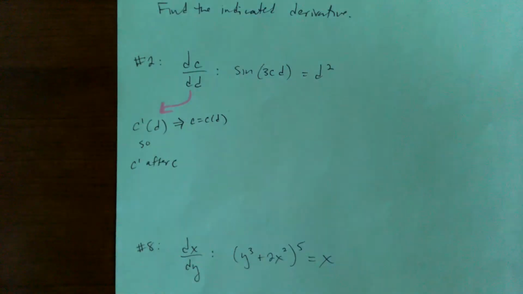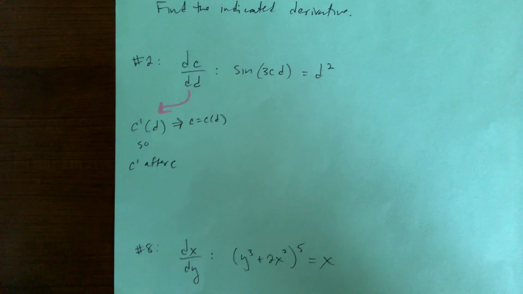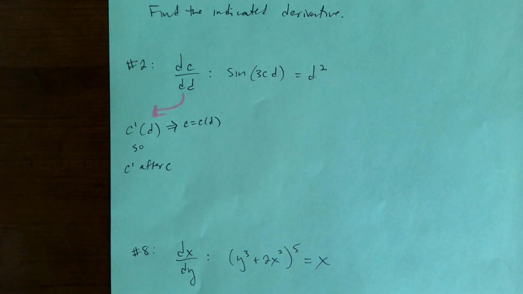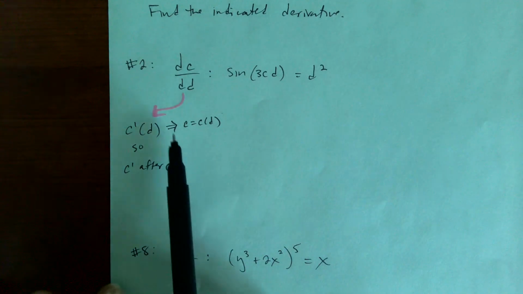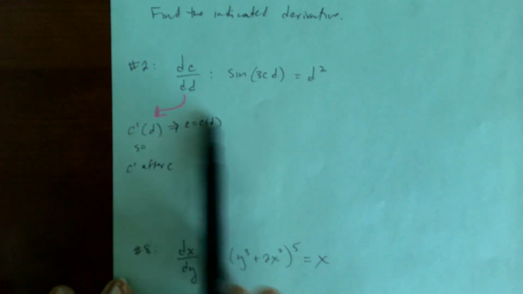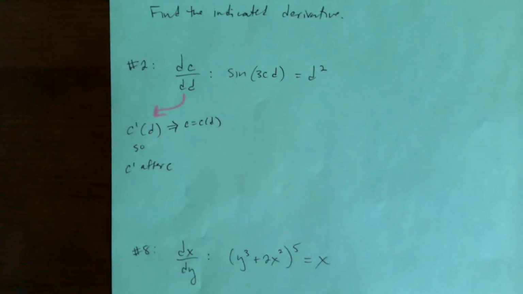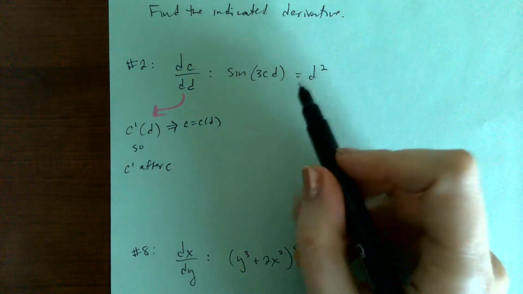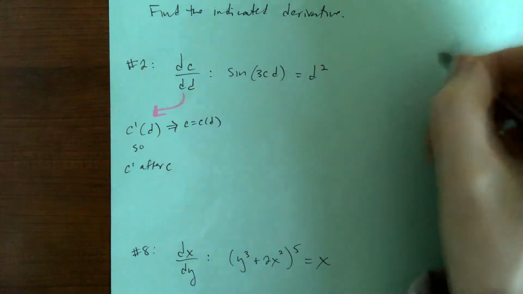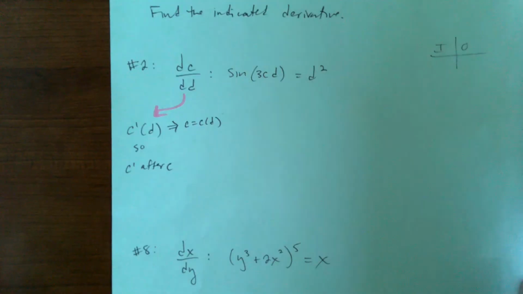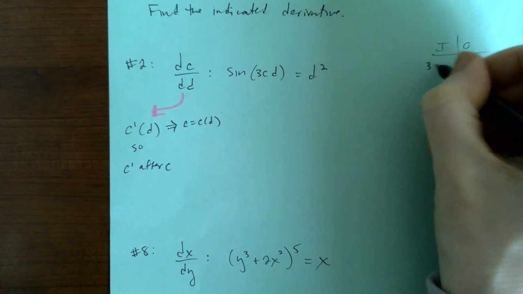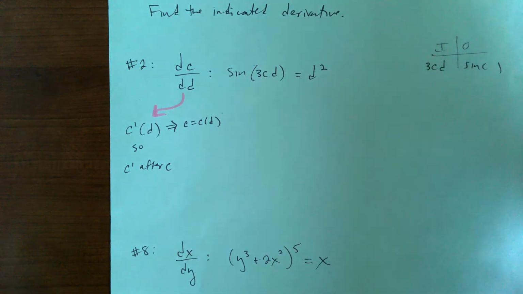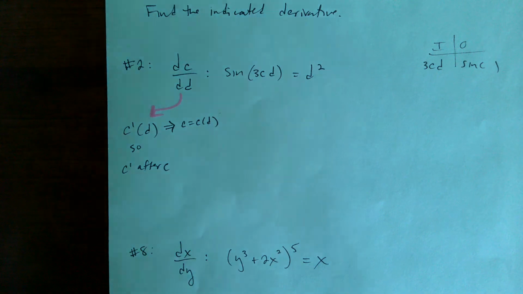I won't explain that anymore unless anyone wants me to, but that's why it's called implicit differentiation, I think, because this is what is implied here. This is what is implicit within the larger scenario. Okay, so we're finding the derivative. So let me go like this: 3cd, sine of blank.